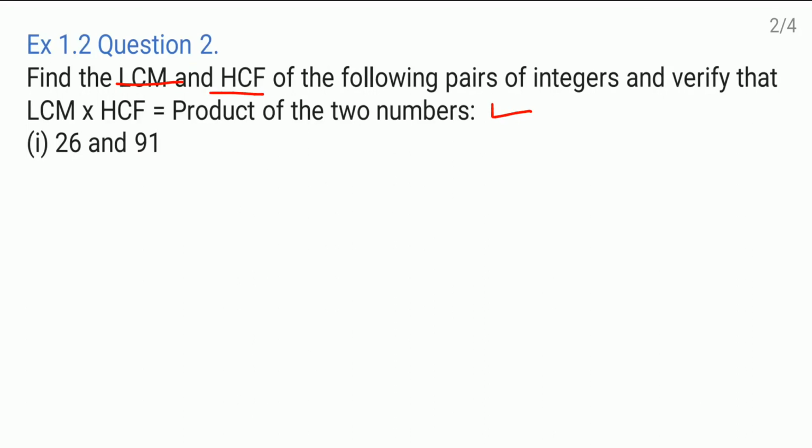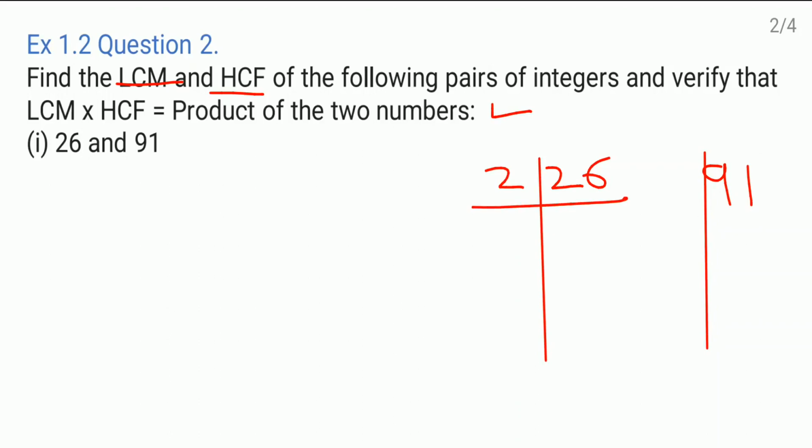We'll write down the prime factors of it. So here I'll write down 26 and here I'll write down 91. And now we'll write down their prime factors. Now 26 is divisible by 2. So 2 ones are 2, 2 thirteens are 26, so 13 will be as it is.